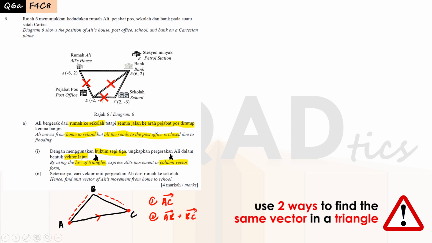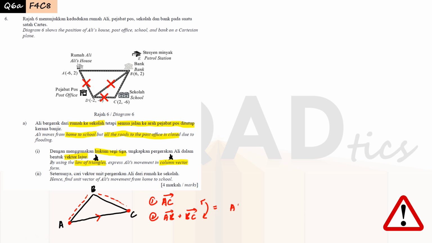Since these two ways find the same vector, which is from A to C, these two are the same, which also means I can form an equation from here. So AC will be equal to AB plus BC. Okay, so this is the law of triangles.